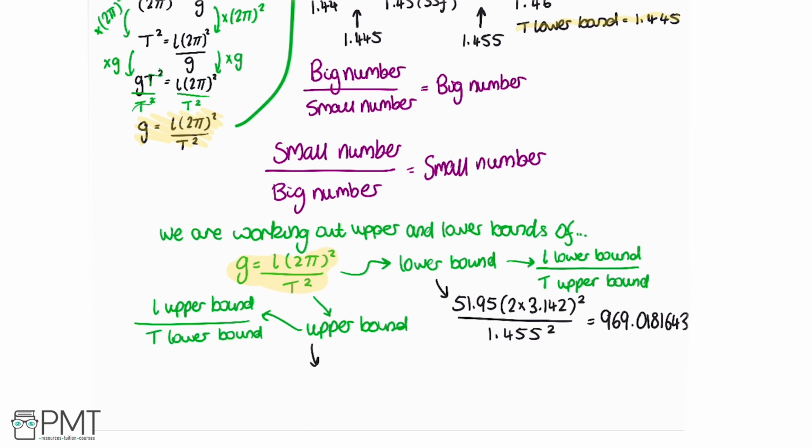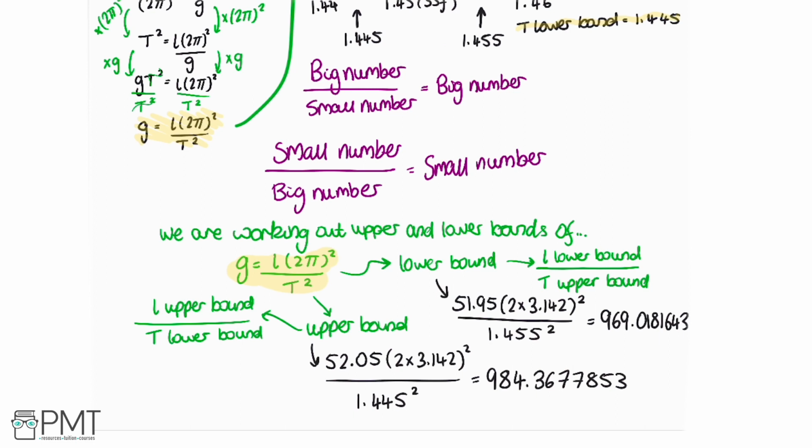So the value L for the upper bound is 52.05. And again, that's multiplied by 2 pi, so 2 multiplied by 3.142, all squared. And we're dividing that by T squared. The value we've chosen for T is the lower bound of T, so that's 1.445 squared. We get 984.3677853. And then we're done.